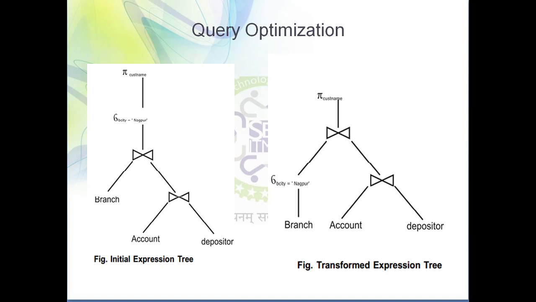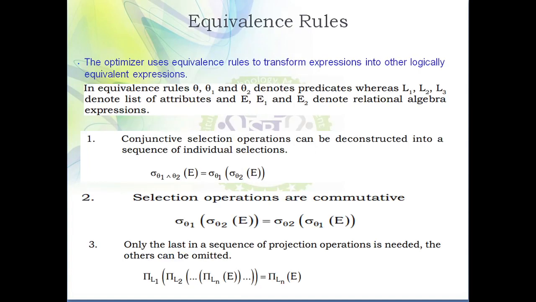For that purpose we require an equivalence rule. Why do we require an equivalence rule? In order to transform one relation into another relation. The optimizer uses this set of equivalence rules to transform one expression into another logically equivalent expression. Logically equivalent means, like the simple example I gave, a plus b is equivalent to b plus a, both are the same. So the optimizer makes use of equivalence rules to transform a given expression into another logically equivalent expression.